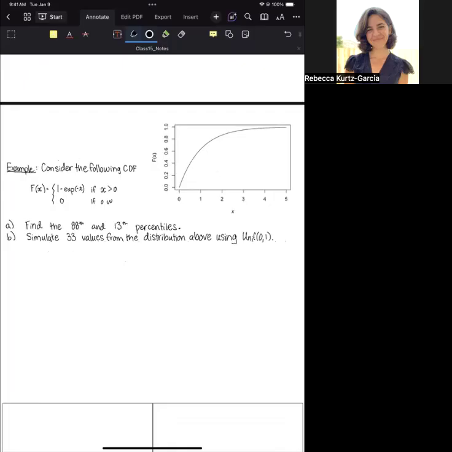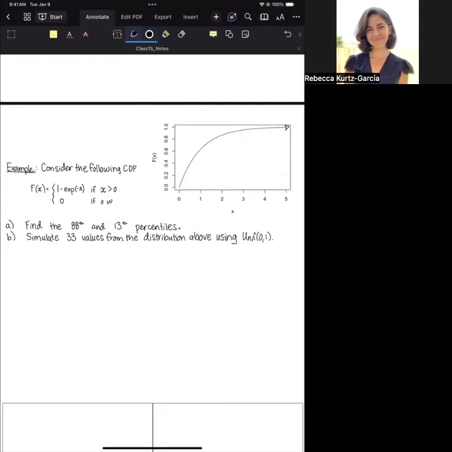And on the right, I have already plotted a picture. I used R, but you can use lots of different software. Now, this CDF is defined on all of the positive real numbers, but it gets really close to one pretty quickly. So I just stopped at five, but just imagine this continues on and gets closer and closer to one. Our first part, A, is to find the 88th and the 13th percentiles.